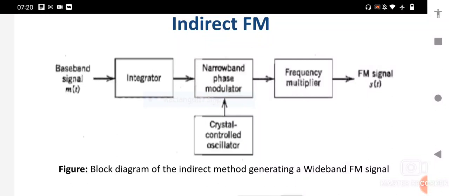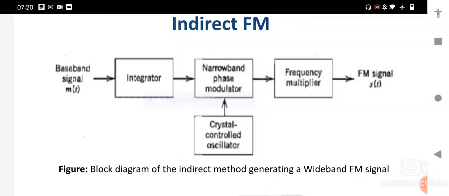In this block diagram, we apply the input signal, that is the baseband signal m of t, to the integrator, and the output of that integrator goes to the narrowband phase modulator. The output of this narrowband phase modulator is represented as S1 of t, and that S1 of t goes to the frequency multiplier. Then the frequency multiplier produces the resultant signal, that is the FM signal S of t. So here is the block diagram of the indirect method of generating a wideband FM signal.